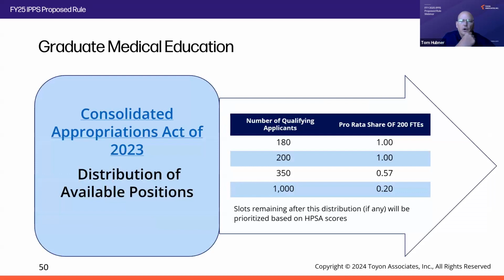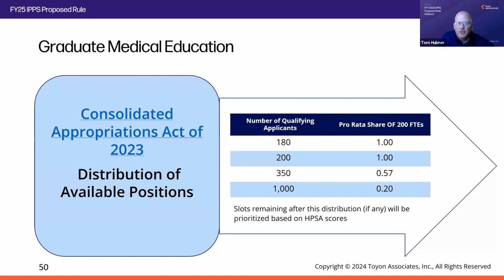So to demonstrate how they're going to do this, and this is the part that's different than how they've done Section 126, every hospital that applies is going to get up to 1 slot, and they're going to do that evenly. So CMS provided some examples of how this will work. If 180 hospitals were to apply, then each of them would get 1 FTE. And then the 20 that are left after that would be allocated based on HPSA scores, which is the way they did it for Section 126.